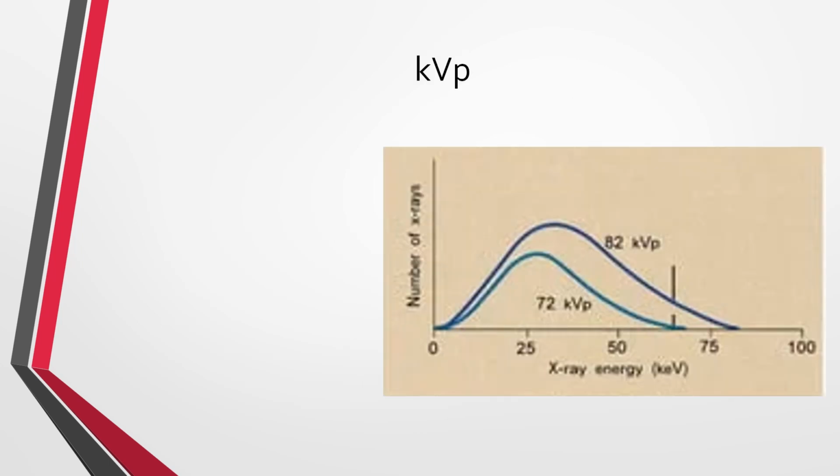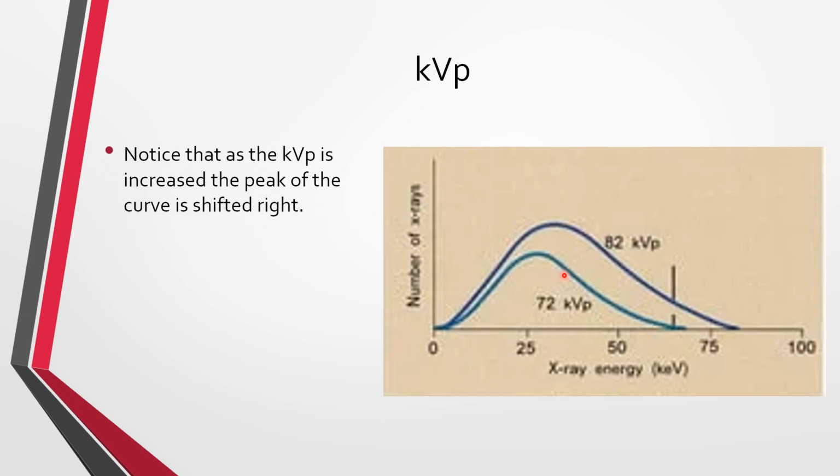Let's look at the graph here. We can see it in the graph. This is exposure at 82. This is exposure at 72. Note that the kVp is increased and the peak of the curve is shifted to the right.